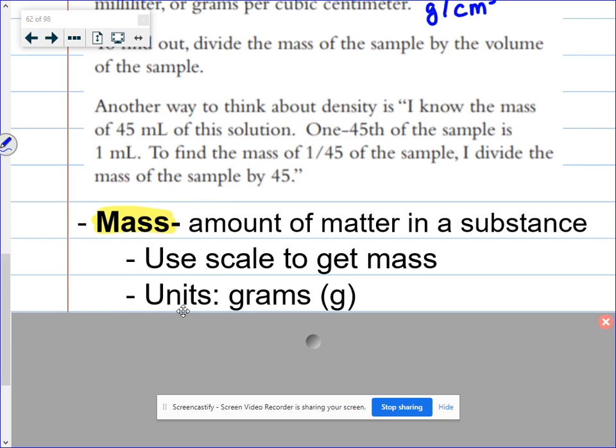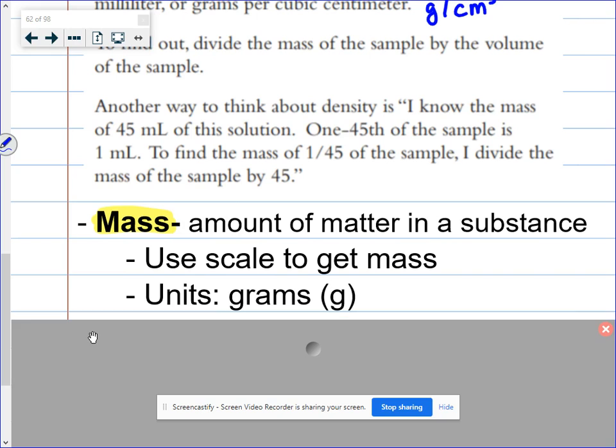The units that I'm going to be measuring my mass in here are grams. So grams, lowercase g when you are abbreviating it. So mass is always measured in grams. We won't use any other units in here.